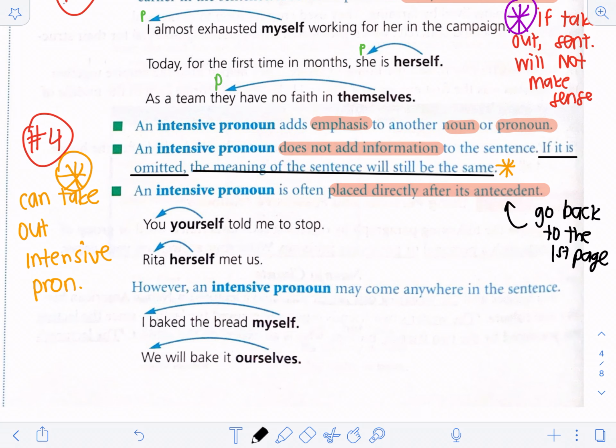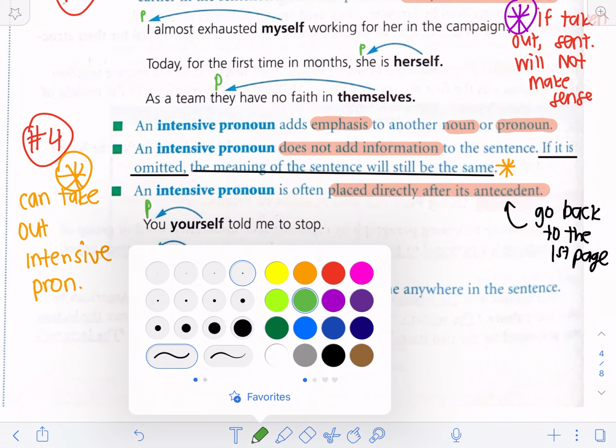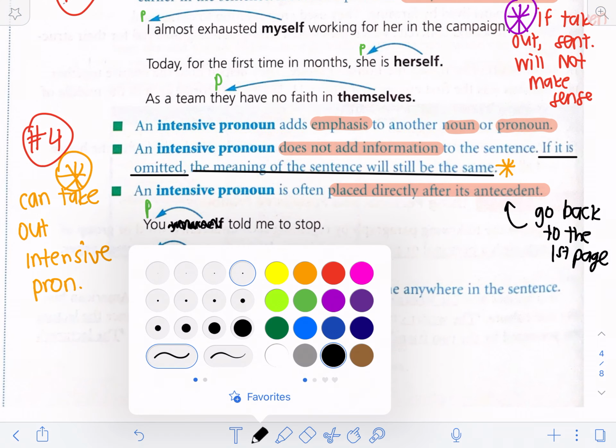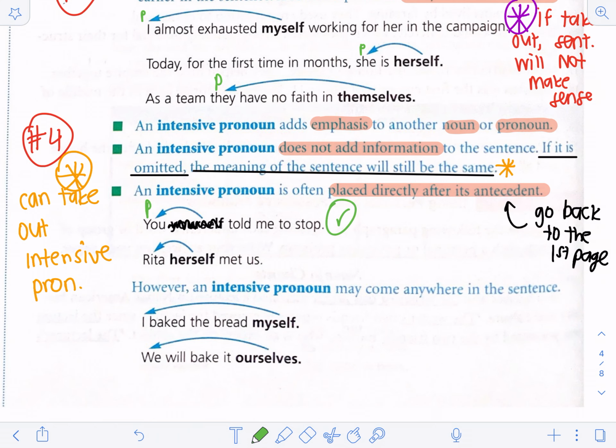Instead of saying, Mrs. Grady left her keys in the car, if I were to not use a pronoun, it would say Mrs. Grady left Mrs. Grady's keys in the car. And that's repetitive. So instead of being repetitive, we would add in the word her. Right here, it says, "You yourself told me to stop." You is a pronoun, so is yourself. It is adding emphasis to the word you. And if I were to cross it out, you told me to stop. It would still be fine. The sentence would still make sense.